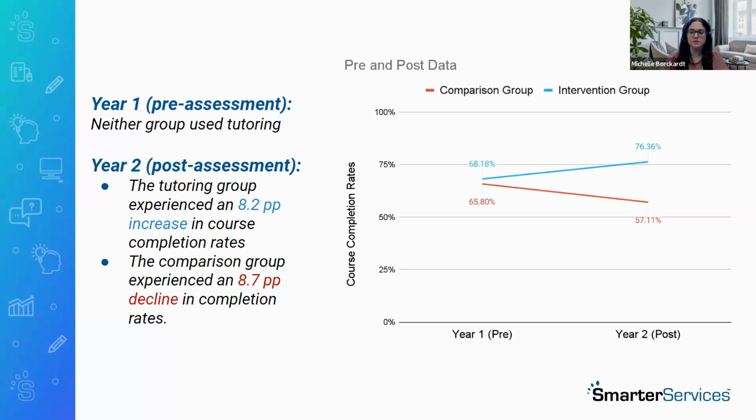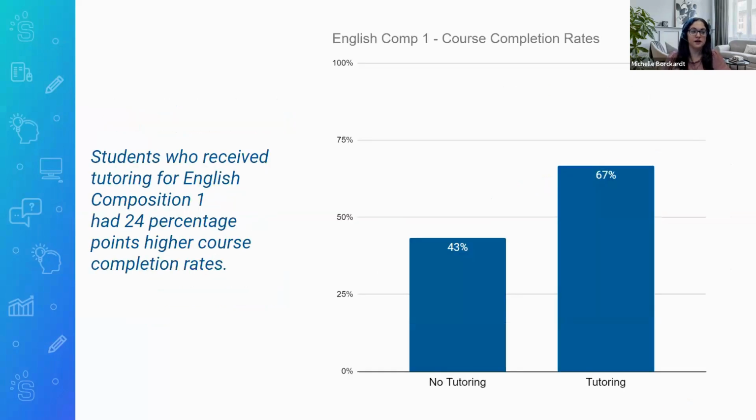You can also look at this data on a course level. So this, Mary mentioned, we have the English Composition 1, which is like our English 101 gateway course, and we have the Quantitative Reasoning, which is the math course. So this shows students who received tutoring for English Composition 1 had significantly higher completion rates. They were much more likely to pass the class, which is very exciting. The difference is very dramatic here. So we loved seeing this.